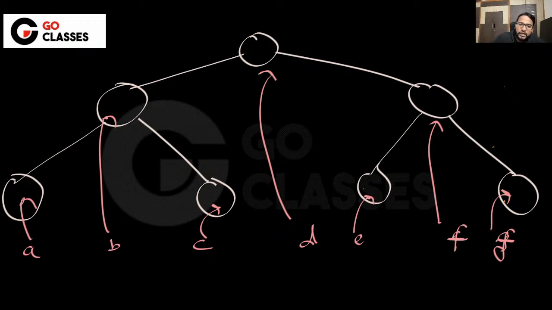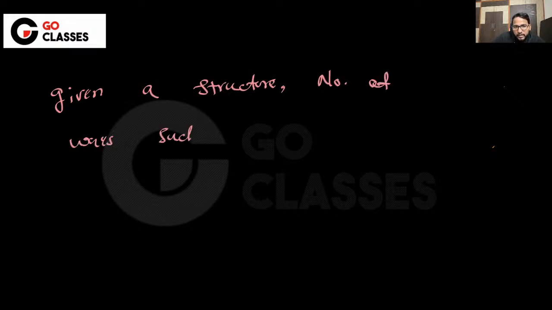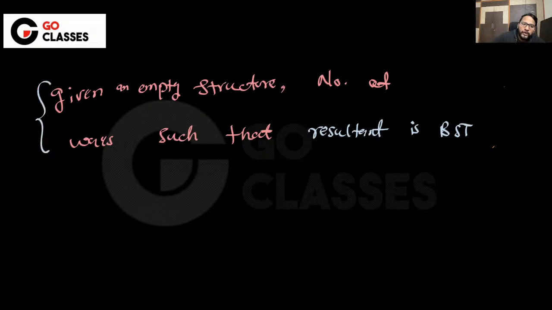So my question is that, given a structure, the number of ways, given a basically empty structure, right? A structure means an empty structure. Given an empty structure, such that the resultant is a binary search tree, you need to find the number of ways. How many ways are here? You will say only one way.